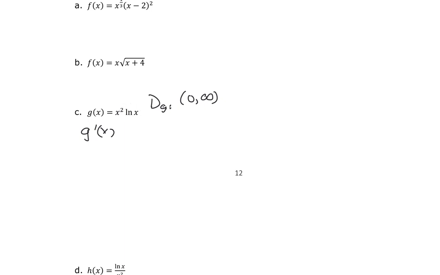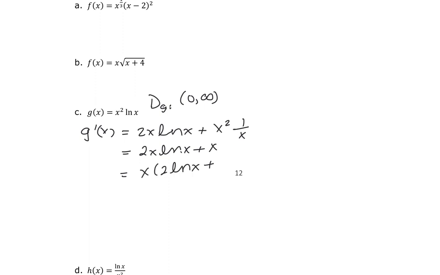So g prime of x is going to be 2x natural log of x, plus x squared multiplied by 1 over x. So this is going to be 2x, the natural log of x plus x. I'm going to factor out an x, leaving me 2, the natural log of x plus 1. So the reason I'm doing this is to find my critical points. Now, I can't use pre-calculus 1 skills because we didn't learn how to graph x squared, the natural log of x. We learned how to graph polynomials and rational functions.